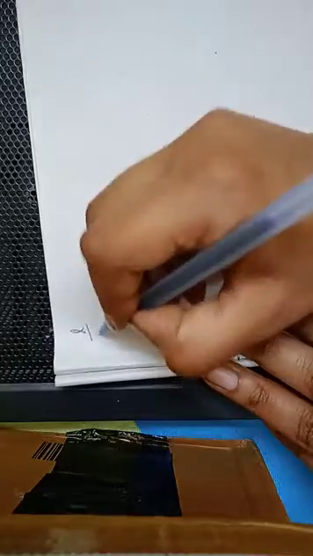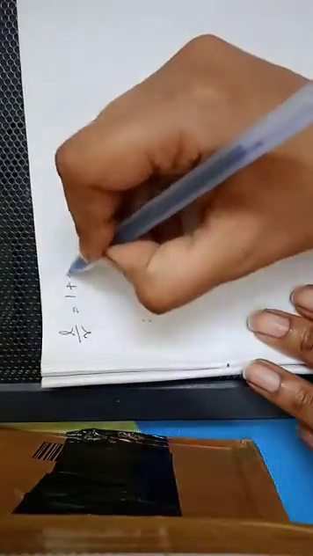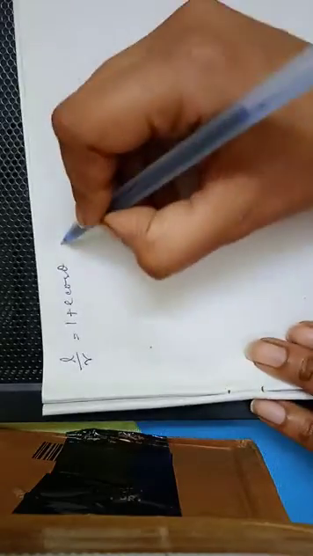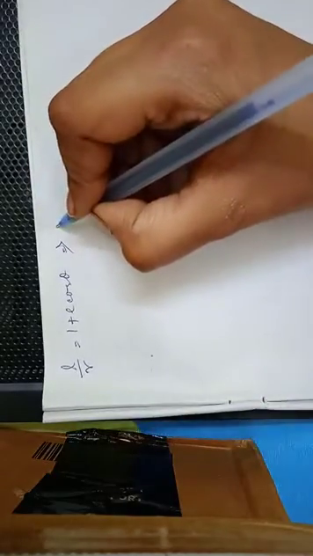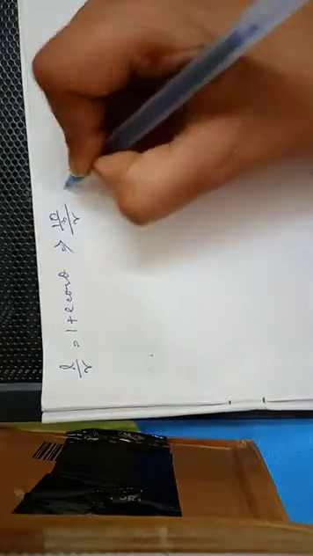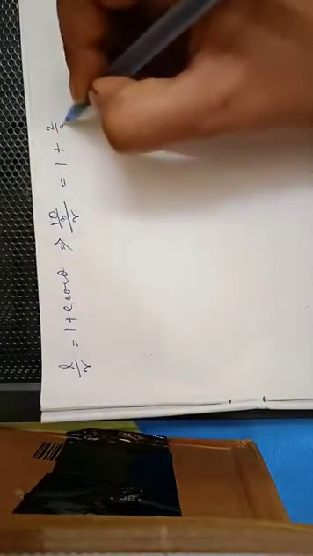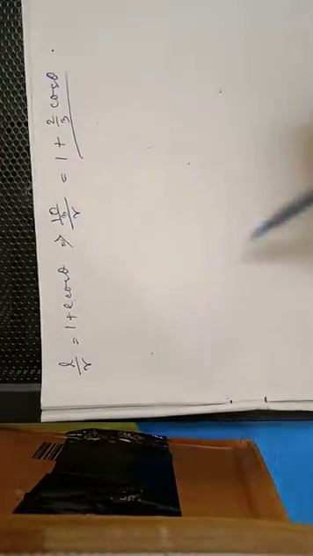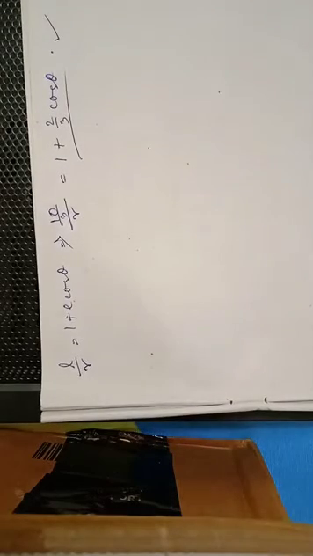So putting it in, L by r equals 1 plus e cos theta. L is 10 by 3, so 10 by 3 by r equals 1 plus 2 by 3 cos theta. Now simplify it a little bit, cancel the 3 and 3, and then you will get the required polar equation for the ellipse. Okay.